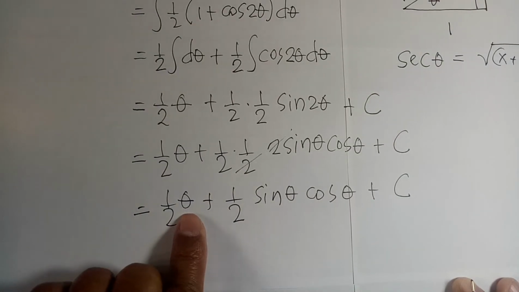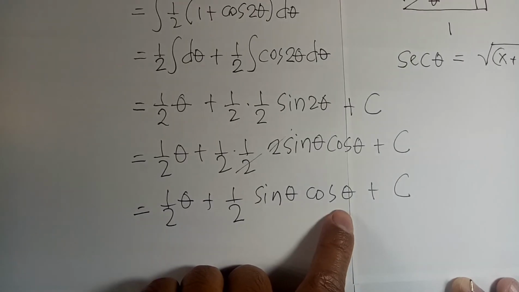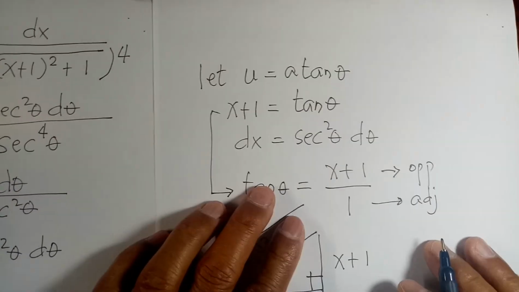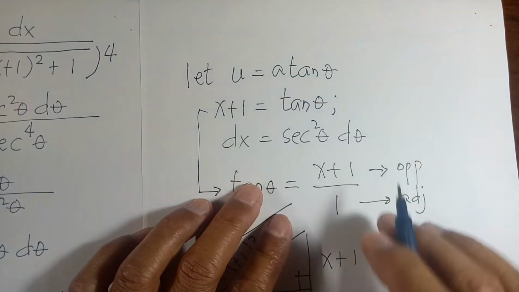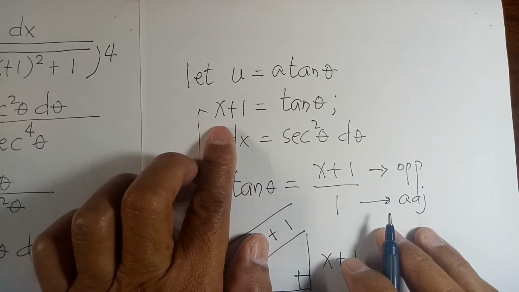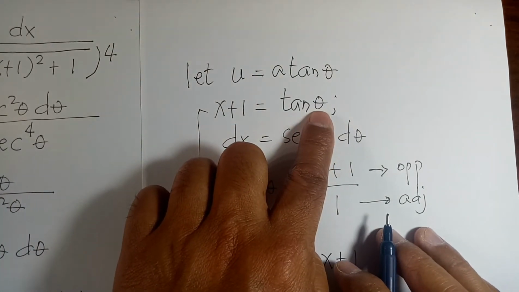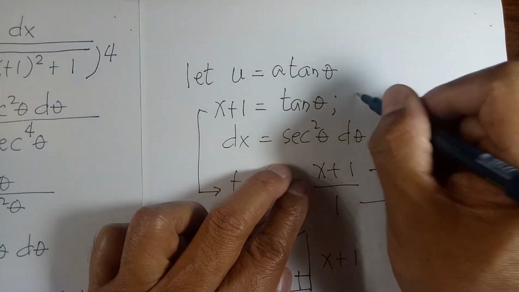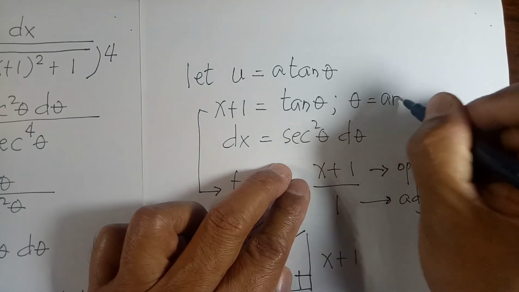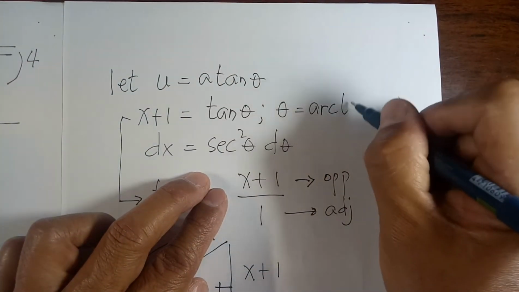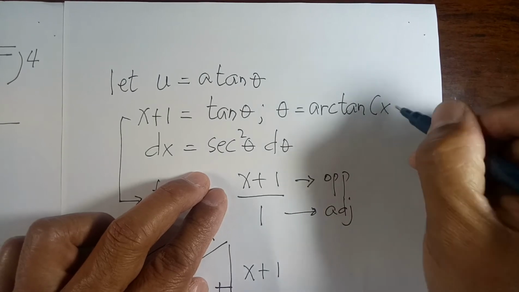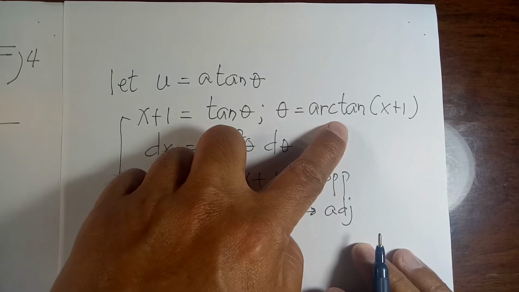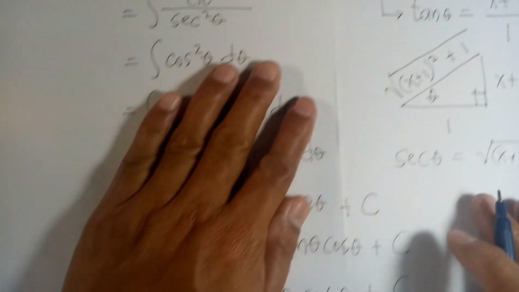Kaya rin yung theta, sin theta, cosine theta, isusulat natin in terms of x. No? Yan. So, dito, from tangent theta equals x plus 1. So, if we are going to solve for that theta, it is equal to arctangent of x plus 1. So, theta equals arctangent of x plus 1. So, ito yung value ng theta in terms of x. Arctangent of x plus 1. So, palit natin dito.